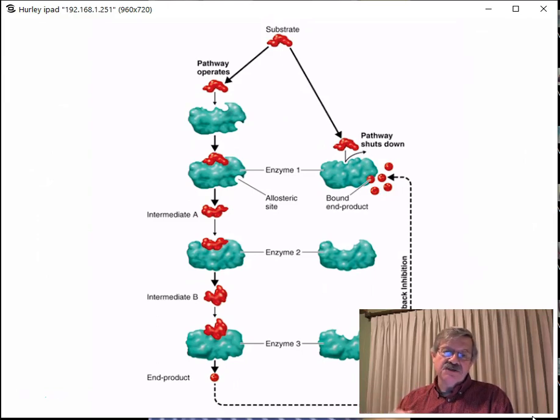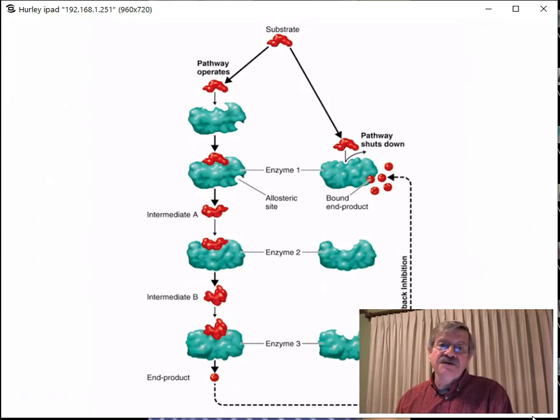The pathway stays open, it keeps manufacturing more of the end product. But if the end product is not being used up, then that end product accumulates, and it can come back around and bond to that enzyme and block that pathway and shut down further production. That way the cell doesn't keep manufacturing more of an end product that it doesn't really need at that point in time. So, really neat system.